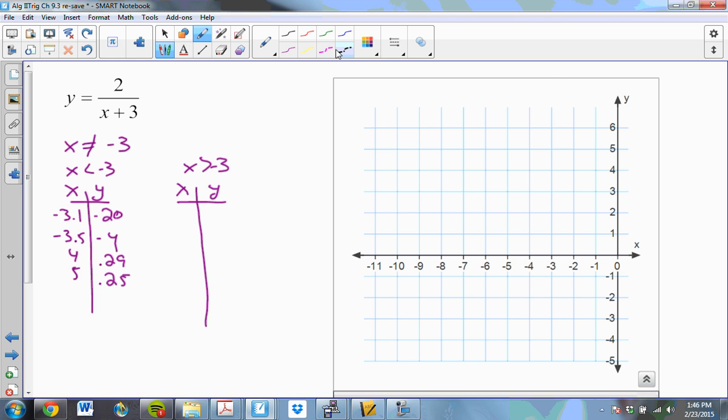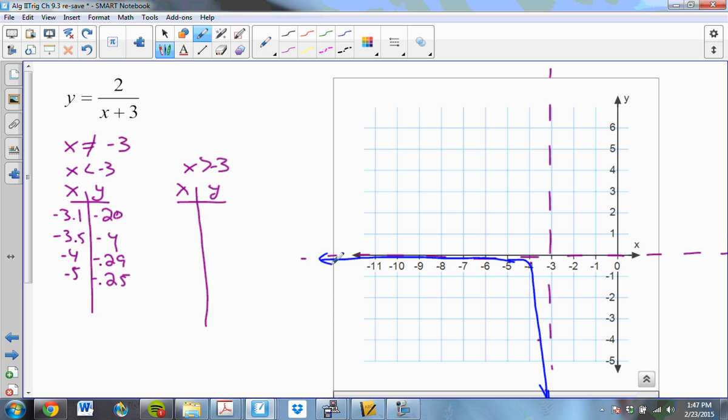So the point -3.1, -20. I think it's really helpful to draw this vertical asymptote first. I know there's going to be a horizontal asymptote here. The horizontal asymptote wasn't moved at all. I think it's very helpful to draw the little plus first. Well, -3.1, -20 is going to be way down there. -3.5, -4, it's here. -4, -2 is here. -4.5, -0.29 is here. -5, -0.25 is here. And the graph's going to go, let's switch colors, the graph's going to go down, and also just go.